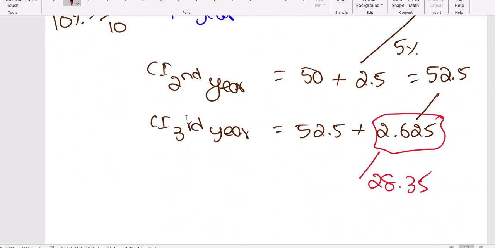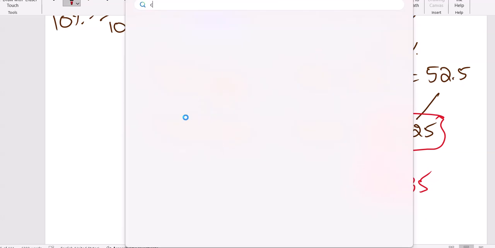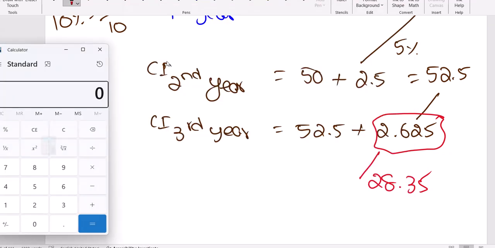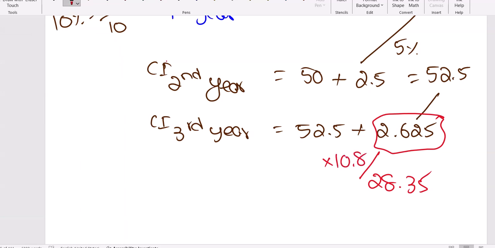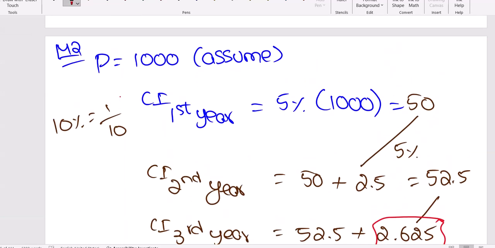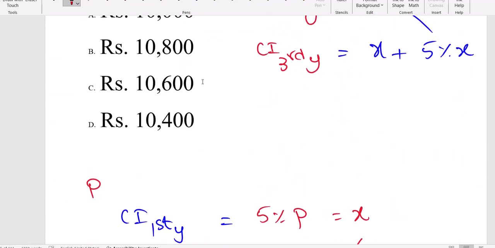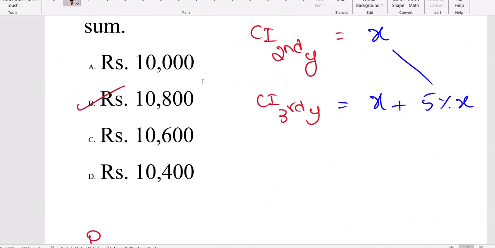Okay. Now, you need to bring the connection between these two. See, with my assumption and the procedure maintained, the difference is 2.625, but in the question the difference is 28.35, so my assumption is wrong. Now I have to correct it. How to correct it: the given value 28.35 divided by the obtained 2.625. What I got is 10.8, which means my assumption should be multiplied by 10.8. What is my assumption? 1000. So 10.8 times 1000 is 10,800. You see the option, 10,800. Option B. Simple as this.